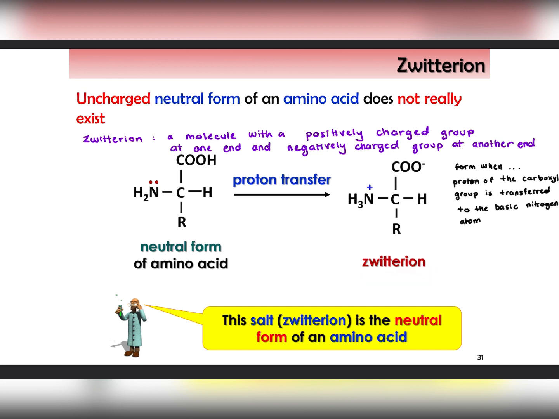So macam mana terhasilnya this zeta ion? So you can see here, one end dekat bahagian COOH ni, dia akan jadi negatively charged, COO minus, and then dekat bahagian NH2 dia akan jadi NH3 plus. Okay, so satu side negatively charged dan satu lagi side adalah positively charged. Okay, so macam mana kita boleh hasilkan this zeta ion? It is formed when you have this.